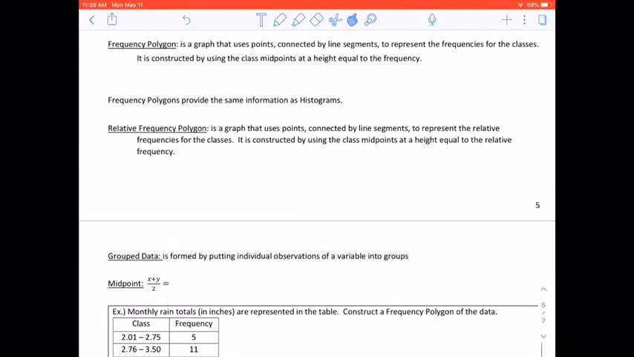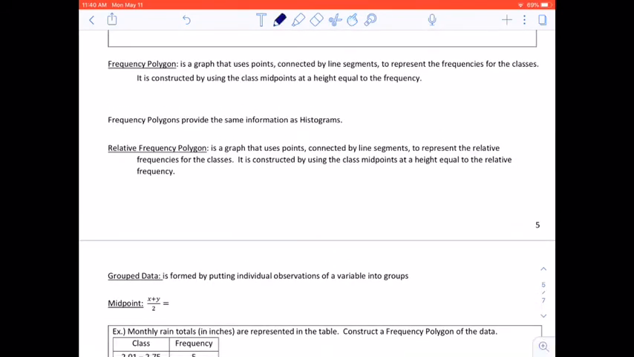Next one we have is a frequency polygon. And it says a frequency polygon is a graph that uses points connected by line segments to represent the frequencies for the classes. It's constructed by using class midpoints as heights equal to frequency. So frequency polygons provide the same information as a histogram. And then we have what's called a relative frequency polygon. A relative frequency polygon is a graph that uses points connected by segments to represent the relative frequencies for the classes. It is constructed using class midpoints, and heights equal to the relative frequencies.